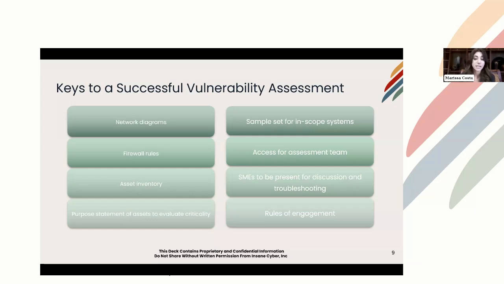And lastly, rules of engagement. Marcus, I'll pass that to you if you want to talk a little bit about the importance of that and maybe anything else that I missed.